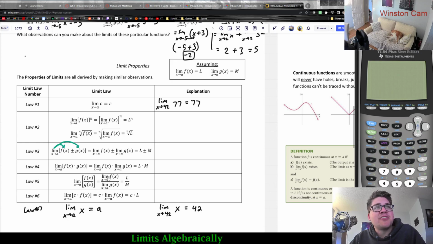Law number 5 is actually not quite right, because it says the limit of f of x divided by g of x is equal to the limit of f divided by the limit of g, L over m. And now this one, as we know, we're not allowed to divide by 0 in math, and this one specifically only works if m does not equal 0. Or another way we could say this is that g of x cannot be 0, because dividing by 0 at that specific location could be problematic.